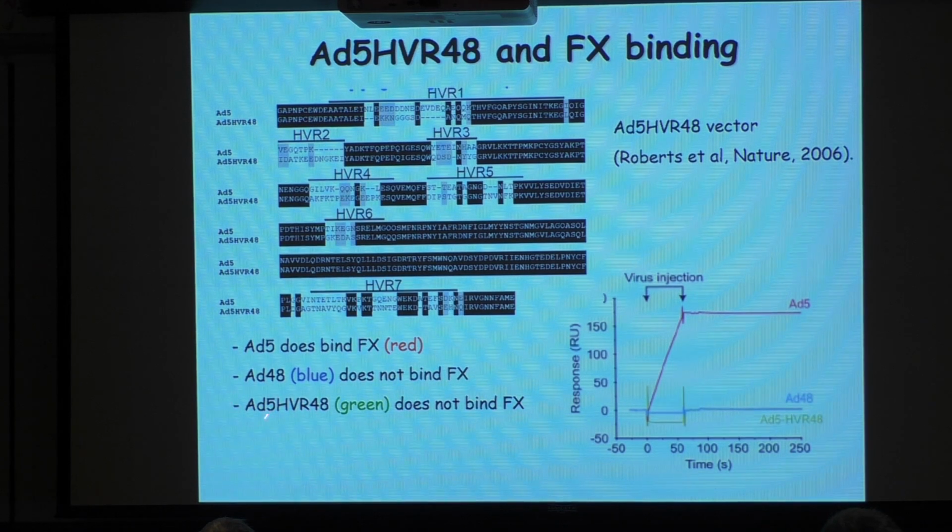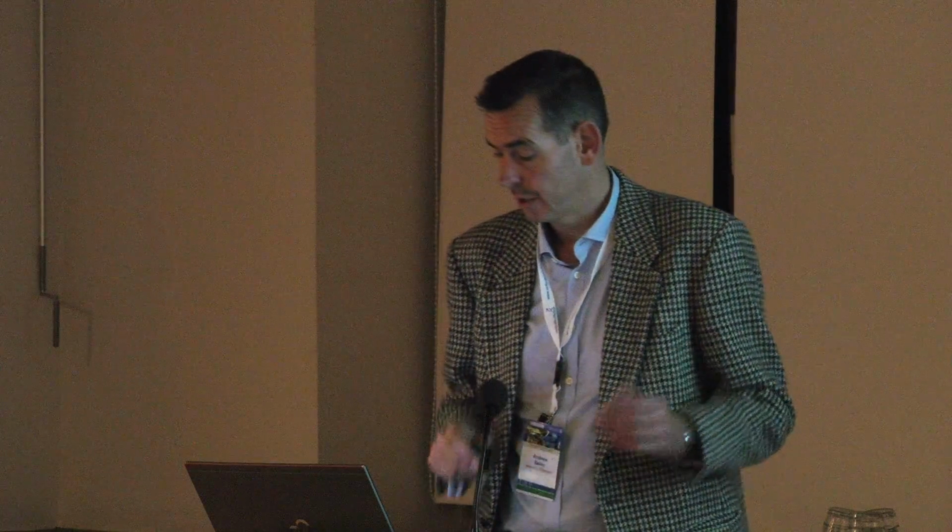And then if you take the capsid of the AD5 and just swap the regions I just told you about from AD5 into AD48, you eliminate the ability of AD5 to bind to factor 10. So this really mapped that region. And then in vivo we showed, very importantly, that the virus was behaving like this in terms of liver uptake.